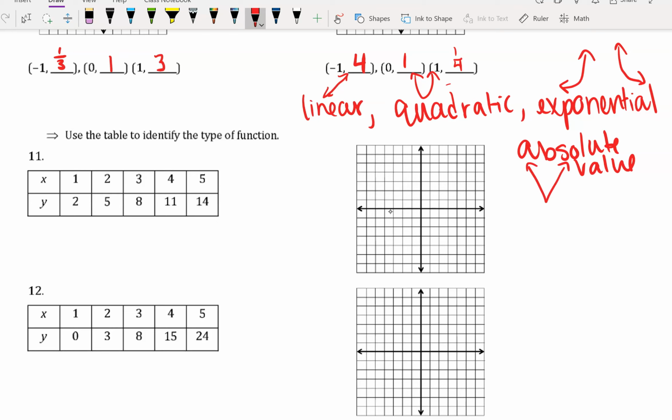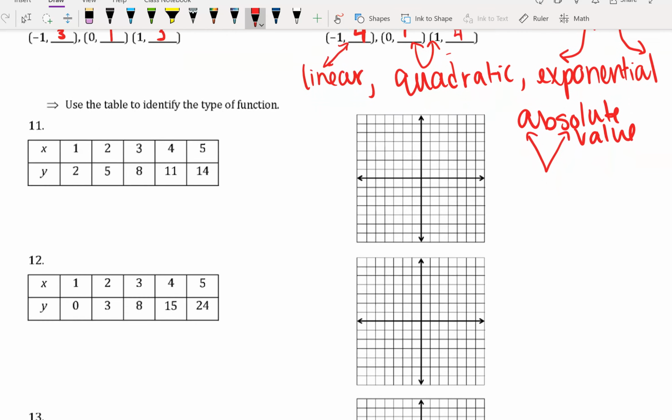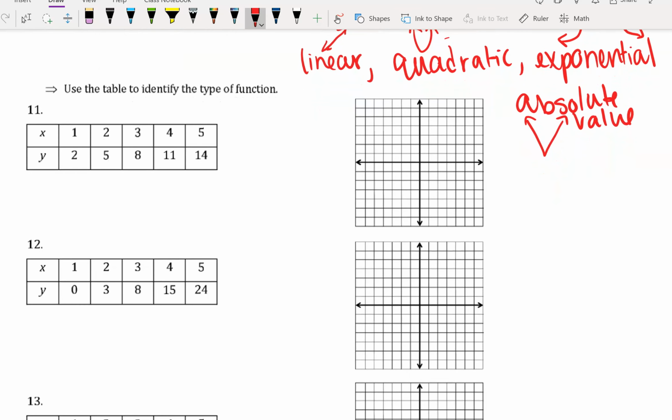So one way to figure out what type of graph we have is to plot the points, and you may or may not be able to determine what type of graph you have from that method. So let's do that with number 11. 1, 2 is our first point. Our next point is 2, 5. Then our next point is 3, 8.